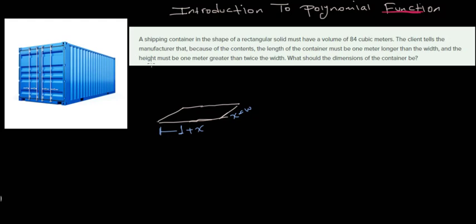Now the height must be 1 meter greater than twice the width. Let's use a different color. This is the height, which is 1 meter greater than twice the width. We already let the width be x. So this is the dimension of the container.